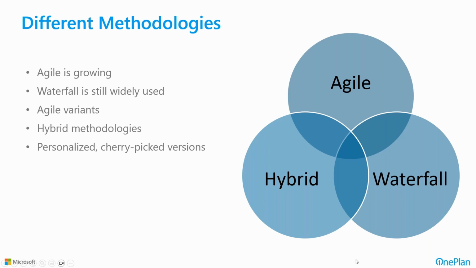In this world today, organizations and different folks are using different methodologies and frameworks and approaches to managing their projects and initiatives. Agile is ever growing. People are trying to get more agile and more nimble, but waterfall is still widely used in certain types of projects where maybe agile isn't as conducive to the type of work that's being done. There's different agile variants that people are using. They might be using more Kanban, more Scrum, or other variations, and they might be using some hybrid methodologies where they have a combination of hybrid agile and waterfall, or even just personalized cherry-picked versions of the things that seem to work best for them across the mix of these things.